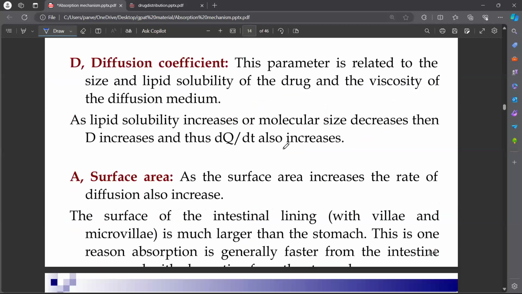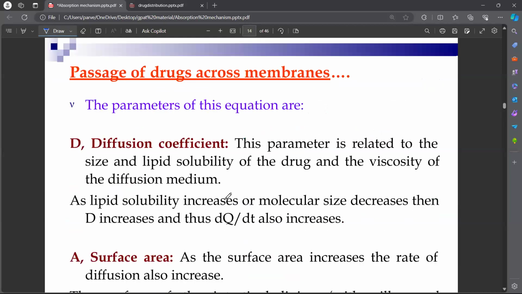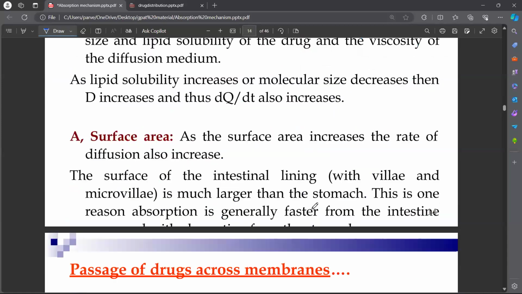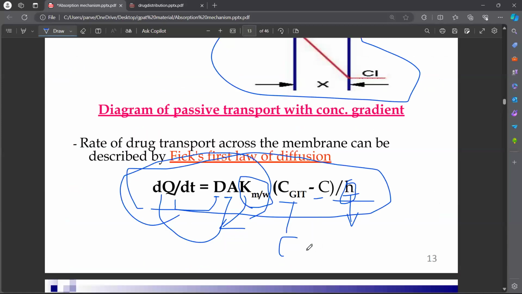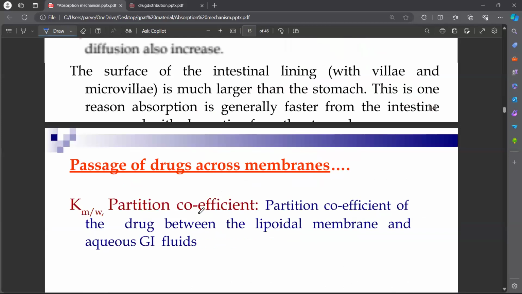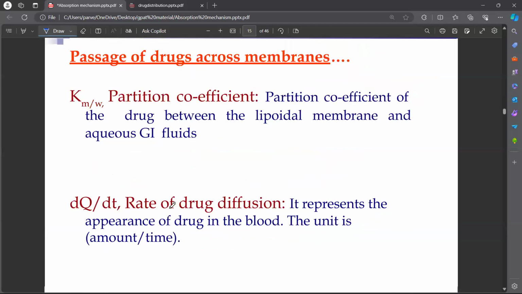So these are the different parameters. If the diffusion coefficient increases, the diffusion increases; if the surface area increases, the diffusion increases. These are directly proportional, and thickness is inversely proportional. As I mentioned, C GIT is always greater than C, which leads to the sink condition. Km/W is the partition coefficient, so as the partition coefficient increases, the diffusion also increases.